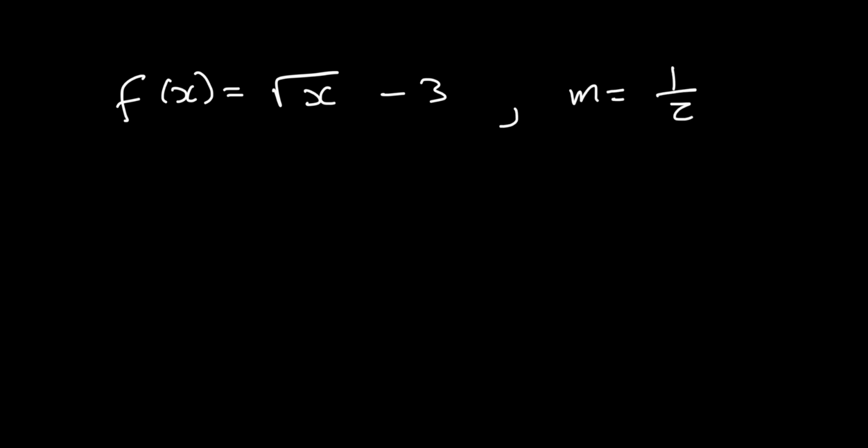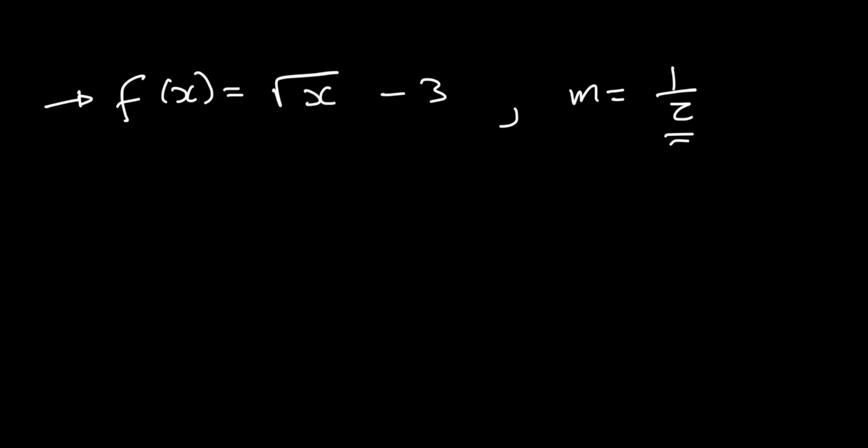Let's say that we are given f of x equals the square root of x minus 3, and then we are told that the gradient is equal to 1 over 2. So the question also says find the coordinates at this point. So remember, we are told the gradient is 1 over 2, but what is the gradient? Remember, the gradient is the first derivative. So this will mean we have to find the first derivative of the function.